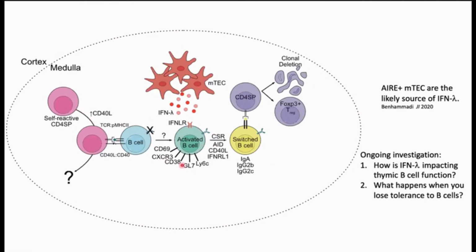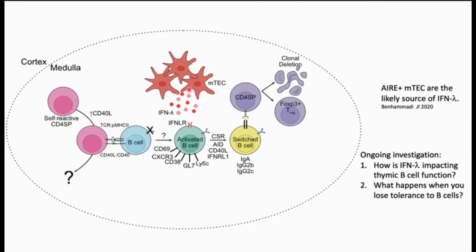So thinking about a model now is that everything is very similar. We have now filled this in a little bit more with some markers that we've identified on the activated B cells that are unique from the RNA-seq, but we've also thought about interferon lambda receptor, which we think is important and potentially is expressed on the B cell, though we're still investigating this. And we know that mTECs are making interferon lambda. There's just recently been a paper on this.